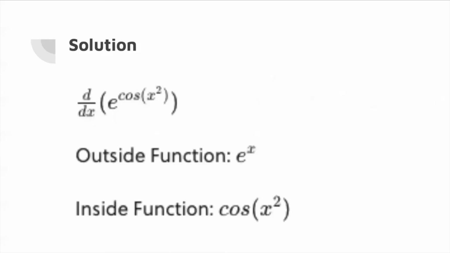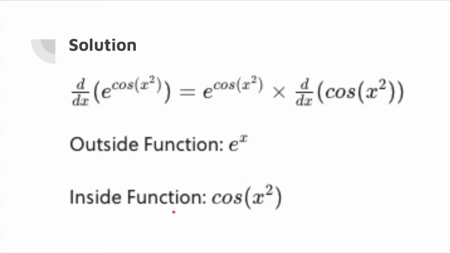So this one's a little trickier because there are three functions embedded. It's like f of g of h of x. But what you do is you treat f of x as the outside function and g of h of x as the inside function. All right, and you use the chain rule. So first, the derivative of e to the power of x is e to the power of x, and you replace the x with cosine x squared times the derivative of cosine x squared.